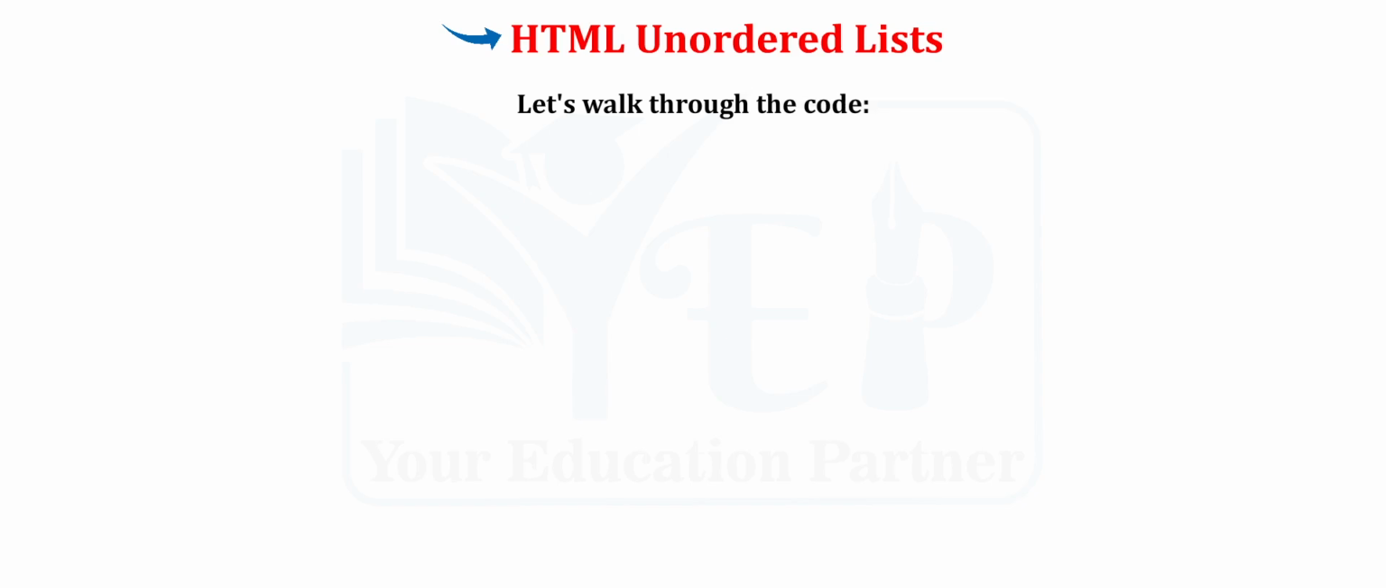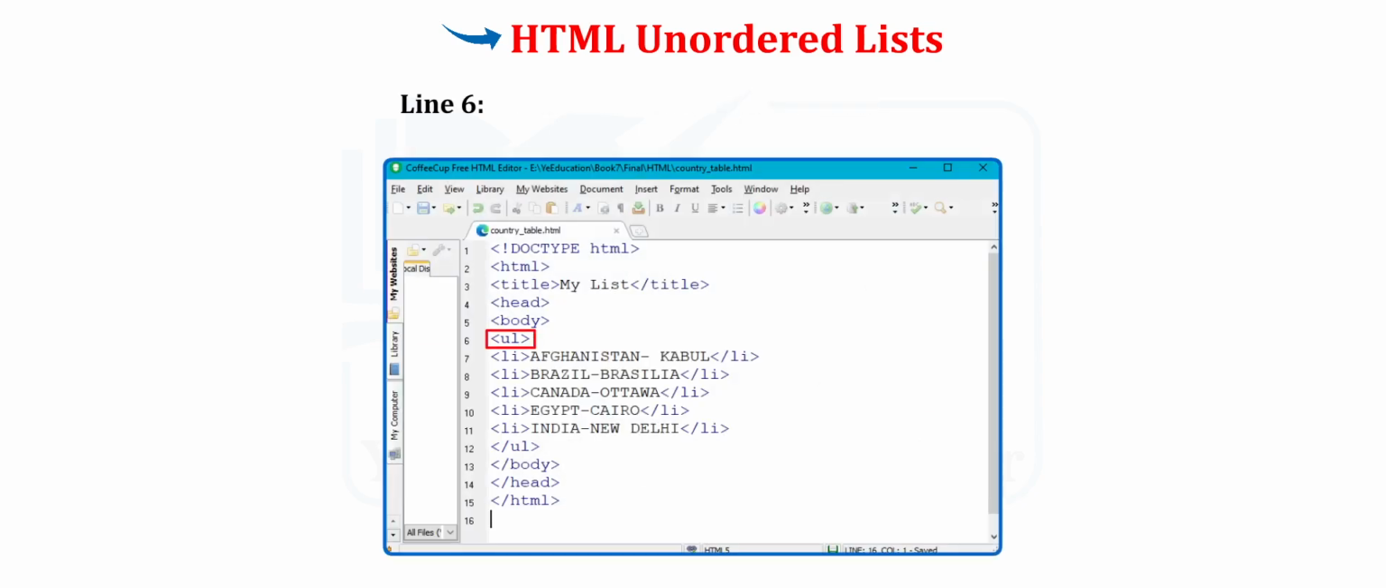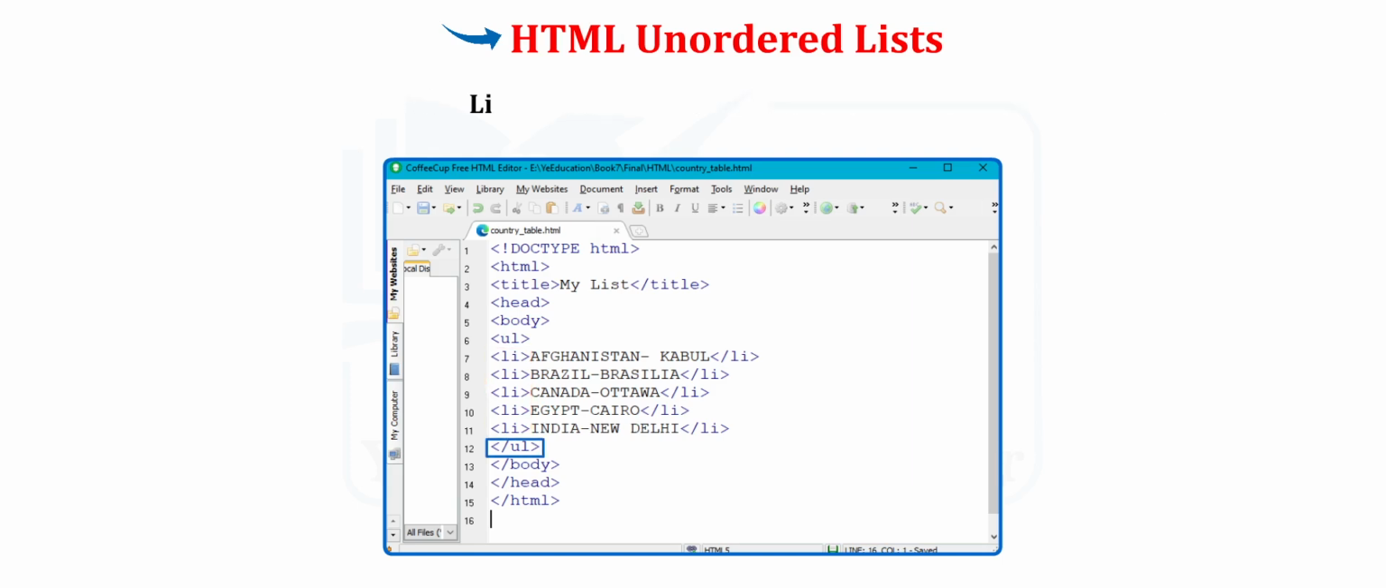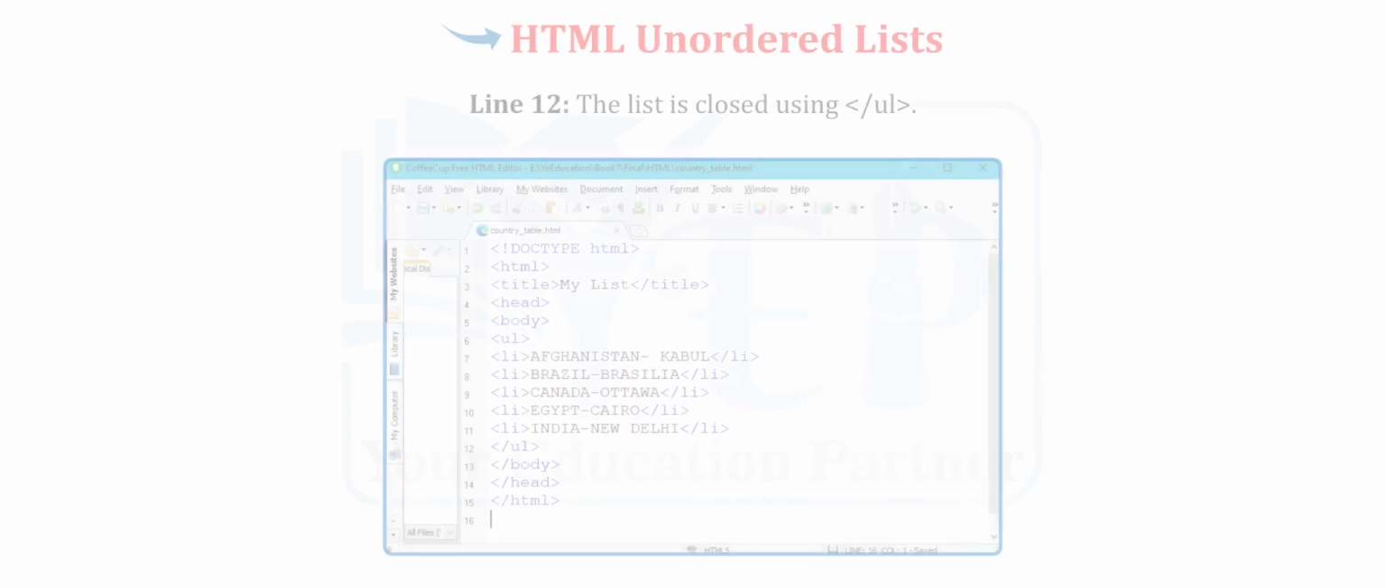Let's walk through the code. Line 6: the UL tag is used to start the unordered list. Using the UL tag suggests that the list will be an unordered list. Lines 7, 8, 9, 10, 11: the LI tag is used to add different list items to the unordered list. Line 12: the list is closed using /UL.